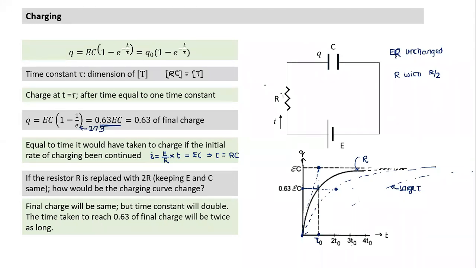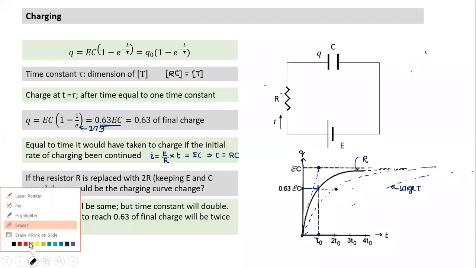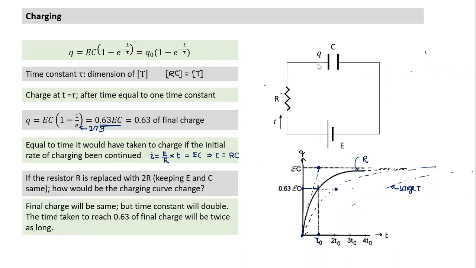Anish, can you tell me what will happen if... I had something in mind, I'm writing something else. Let me rewrite the question. Initially, I changed R. I hope you understand the significance of change of R. Now, what I'm trying to understand is what will happen if I change not the R but the C. So E and R are unchanged, and if I make C as C by 2, what change will happen in the curve? Anish, whatever comes to your mind, what changes will happen in the curve?